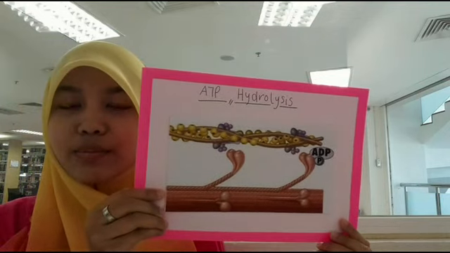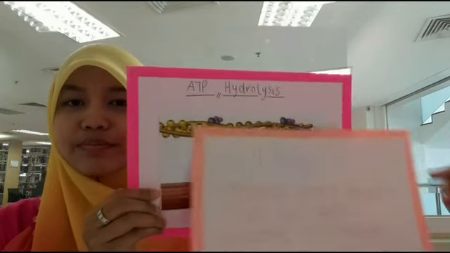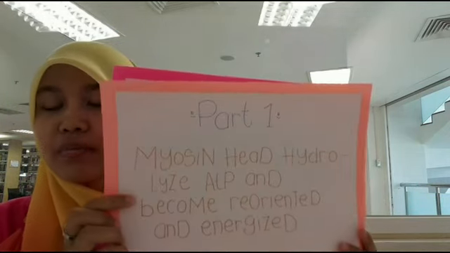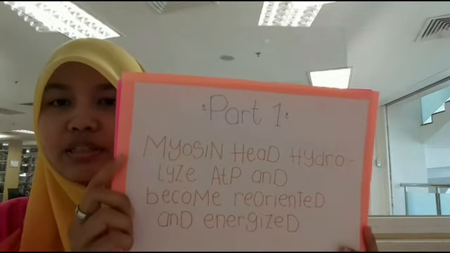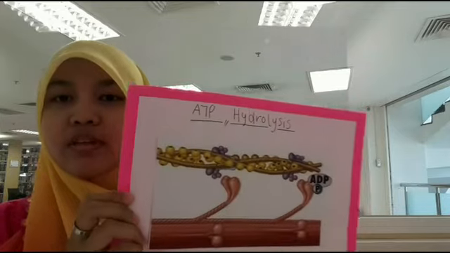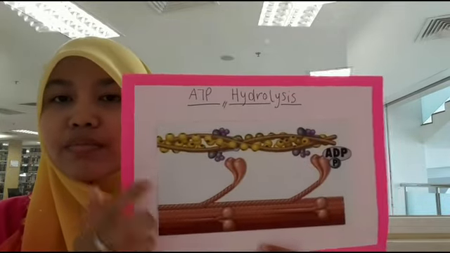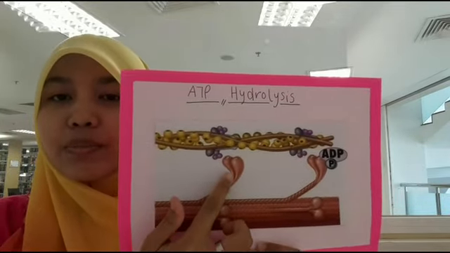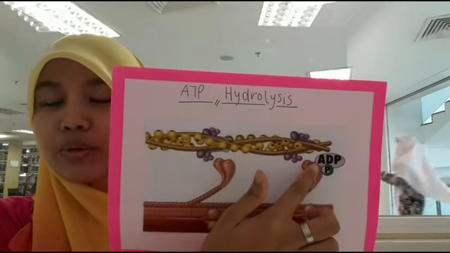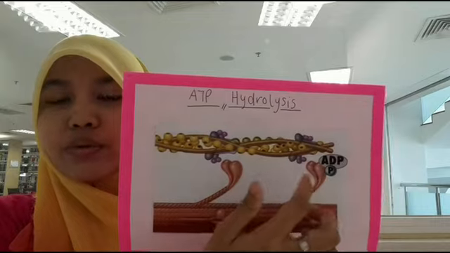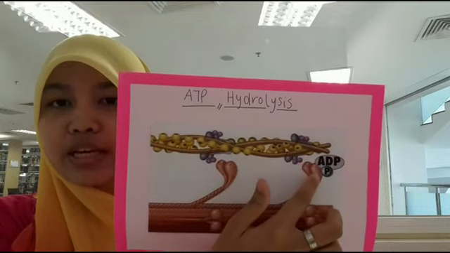Okay, now I will talk about ATP hydrolysis. The myosin head hydrolyzes ATP and becomes oriented and energized. The myosin ATPase portion at the myosin head will split the ATP into ADP and phosphate, which will remain attached to the myosin head.